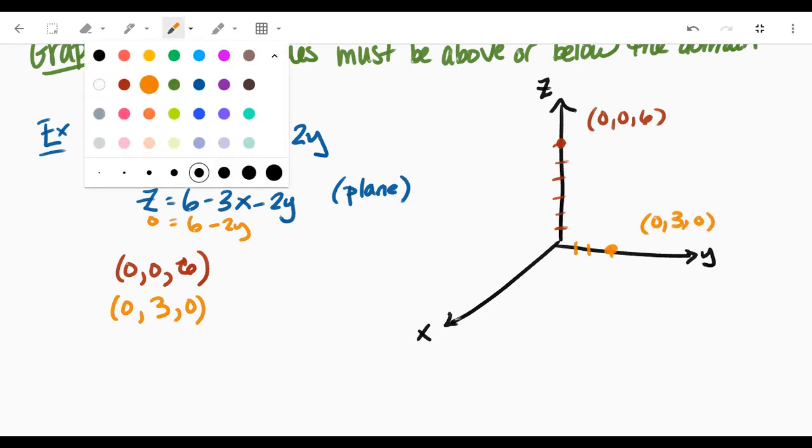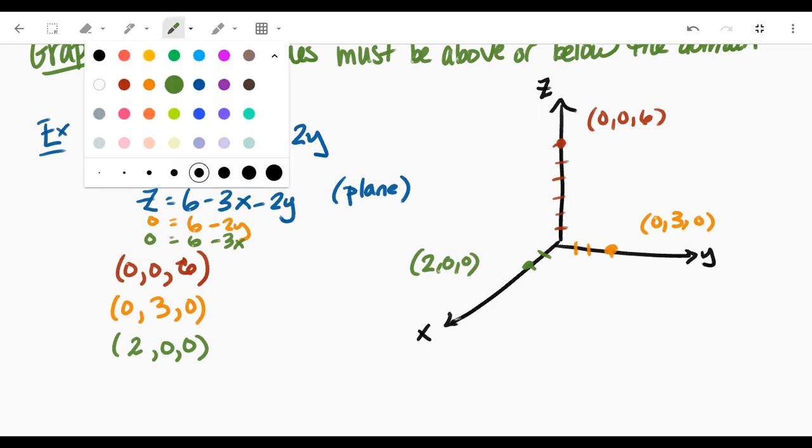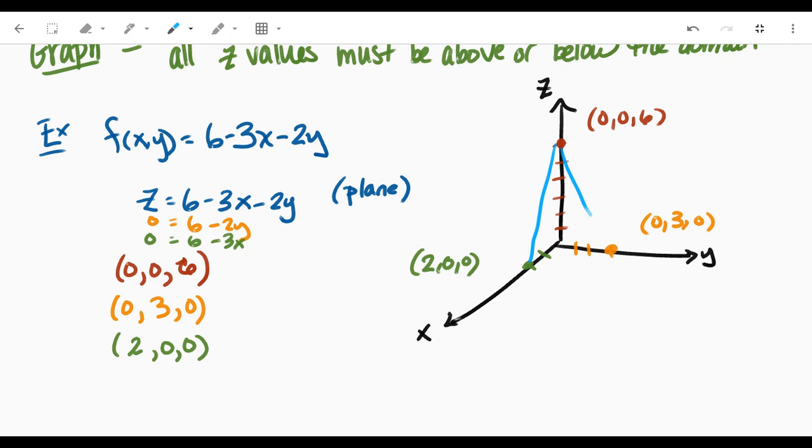And then we can get another one on here. If we have y is 0 and z is 0, then we'd have 0 equals 6 minus 3x. So x would be 2. Okay, so we can get that one. Okay, so when there's nothing being squared in there, you know it's going to be a plane. And then, like I said, if you remember, kind of draw in that triangle and shade it, but also know that this plane goes on forever. This is just kind of the slice of it that's in the first quadrant.